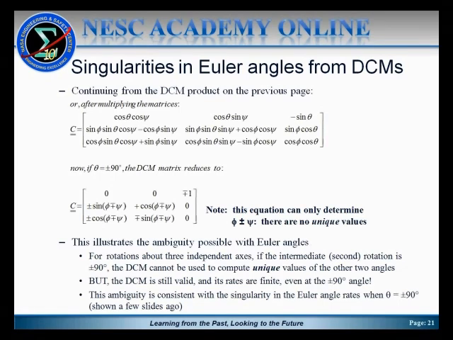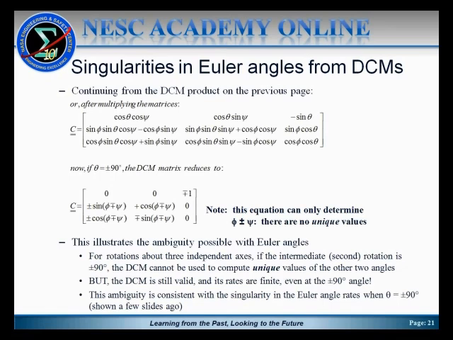So what I mean by the plus or minus there, to make it a little bit clearer, if theta is plus 90, the DCM can be used to compute only phi minus psi. So you can get a valid, accurate expression for phi minus psi, but you cannot find individual unique values of phi or psi. Any combination of phi and psi that comes out to be the difference phi minus psi computed from that equation is valid. And this illustrates the ambiguity possible with Euler angles.